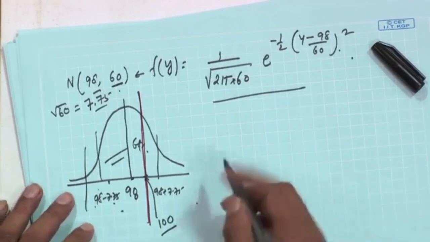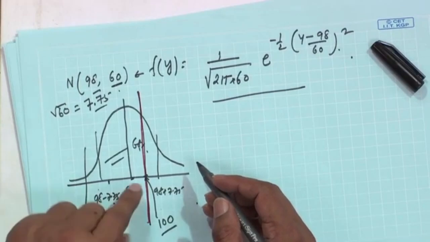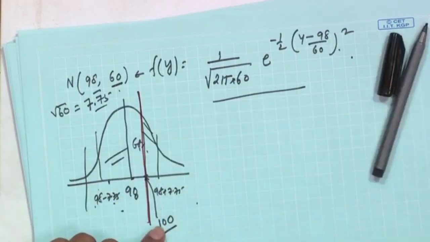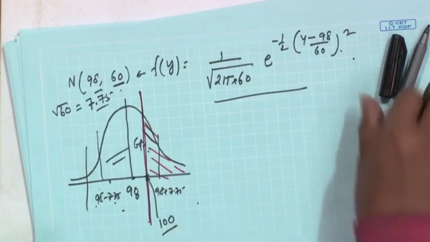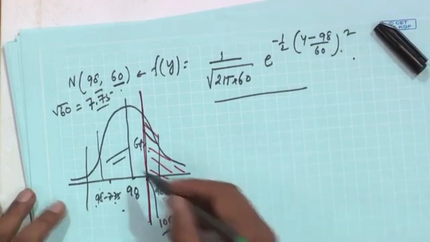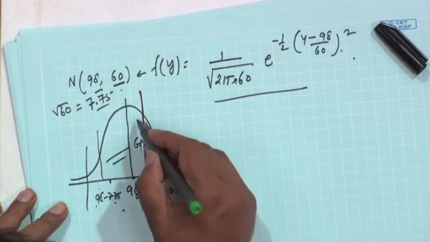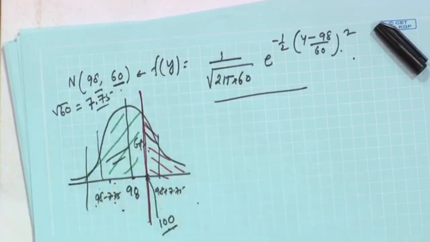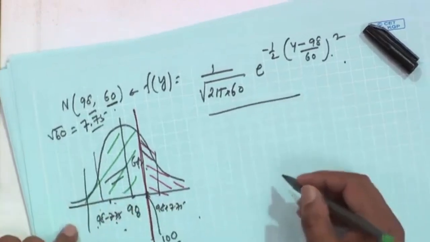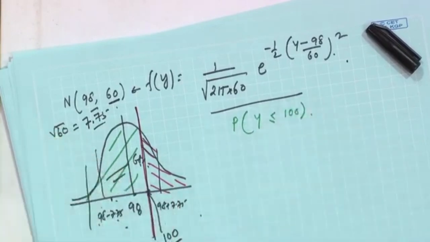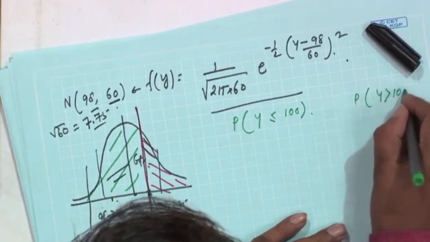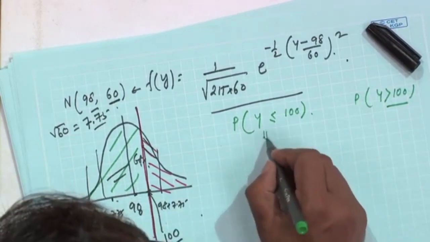So, there can be two possibilities. Suppose you ask what is the probability that the y value exceeds 100, you are interested in the probability of this side. Or, as I told you, if my interest is the probability that the y value does not exceed 100, then it is this side, the area under this curve. Okay, let us start with this: the probability that y does not exceed 100, or maybe the other one, the probability that y exceeds 100. Let us do this one first.